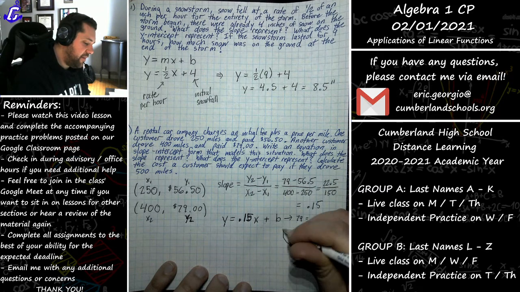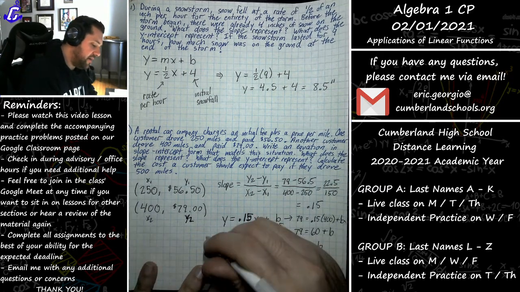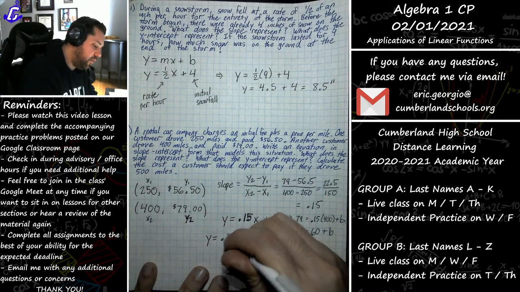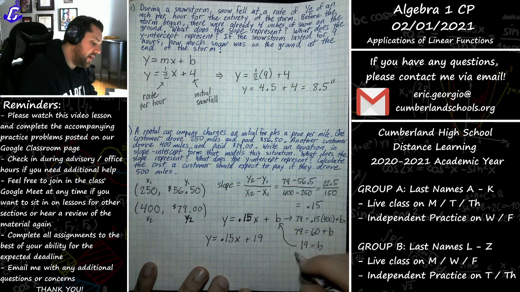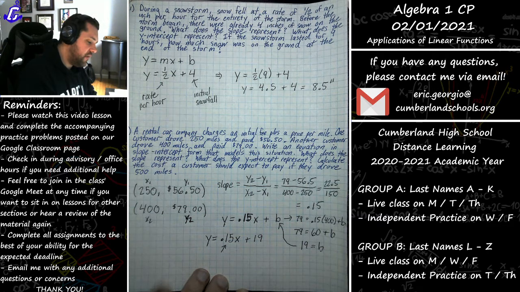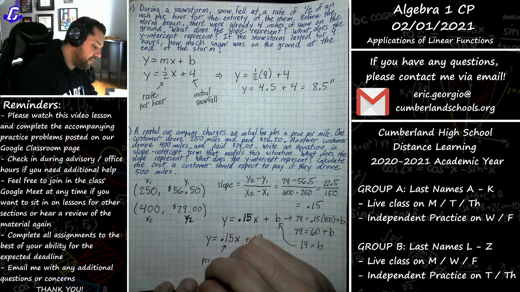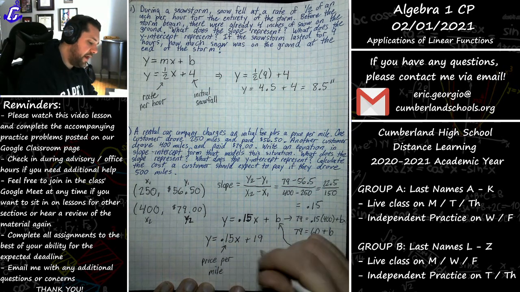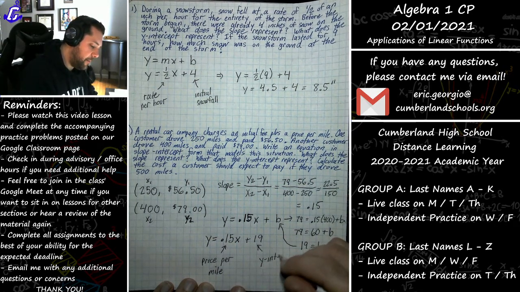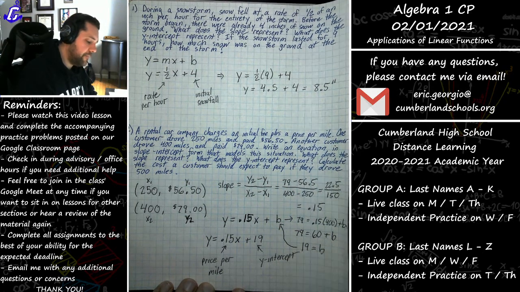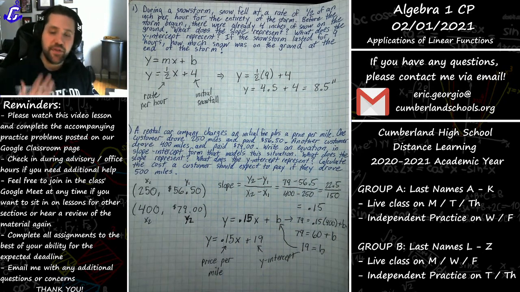Meaning we could take that b value, put it right back up here, and say my function is y equals 0.15 times x plus 19. Again, remember this 0.15 represents the price per mile. It's 15 cents a mile. And over here, this 19 represents your y-intercept. So that's how we can build the function.